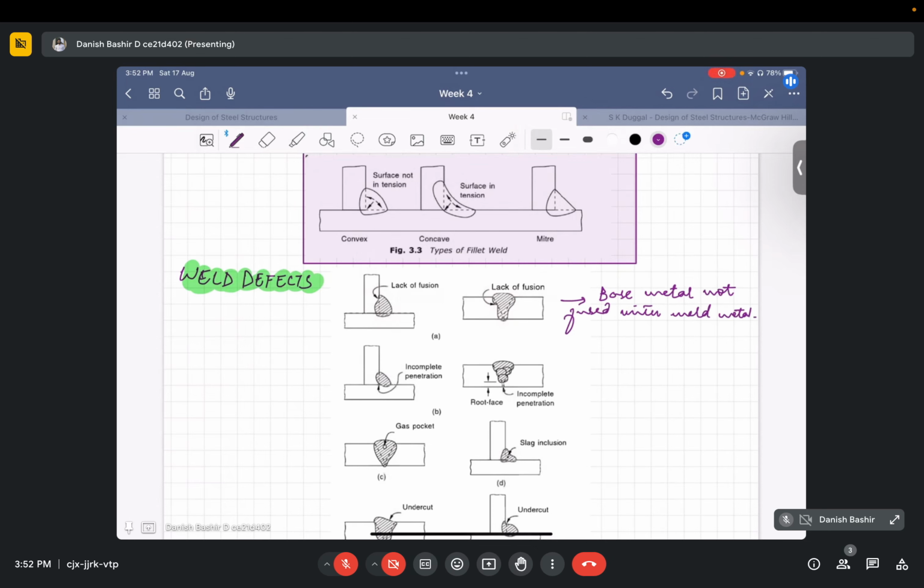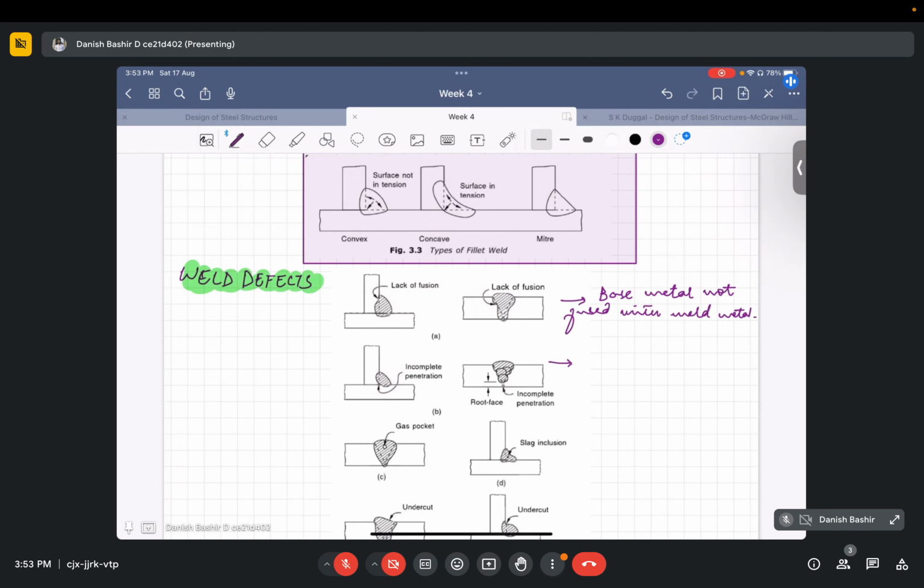Then there is incomplete penetration. This is one of the defects in a welded connection, found in both fillet weld as well as butt weld. If we put a weld metal on that, it has not completely penetrated the gap, so a cavity is created here. It is the failure of the molten metal to penetrate the complete depth of the joint. It is normally found with single V and bevel joints, and also because of large size electrodes. So if we use large size electrodes for welding, it will create incomplete penetration in both fillet weld as well as butt weld.